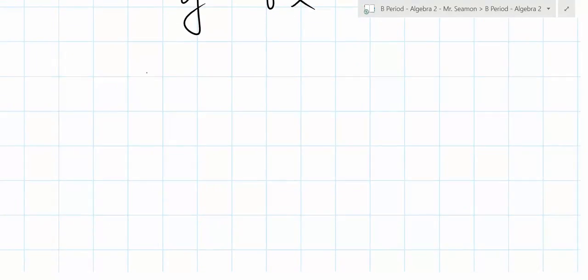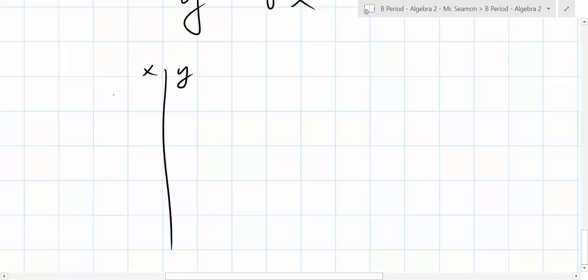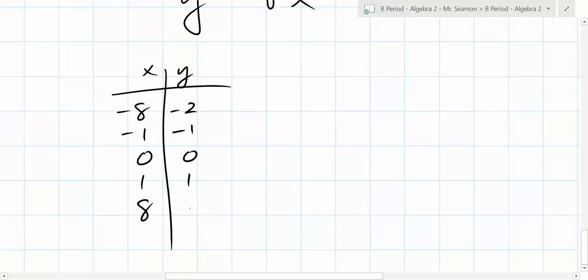Well, we could make a table, x and y. We need to pick numbers that you can cube root. So how about negative 8, negative 1, 0, 1, 8? What's the cube root of negative 8? Negative 2, negative 1, 0, 1, and 2. We could do 27, right?